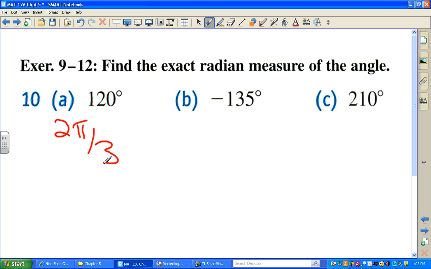Negative 135. What? Negative 5 pi over 4. No, I'm getting new shoes. 210. What is it? 7 pi over 6.